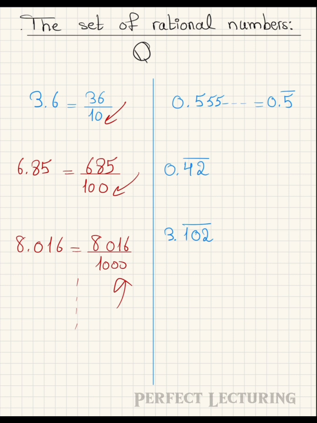What about the repeating numbers? What about the periodic numbers? I can also convert them into a fraction, but the denominator here is either 9 or 99 or 999 and so on. So for example, 0.5 bar is 5 over 9. How many numbers do we have under the bar? We only have one number, which means we'll use 9. So this one, 0.42 bar, we have two numbers under this bar, or the cycle, in other words, contains two numbers in order to be repeated again, 42, 42, 42. This means it's 42 over 99.